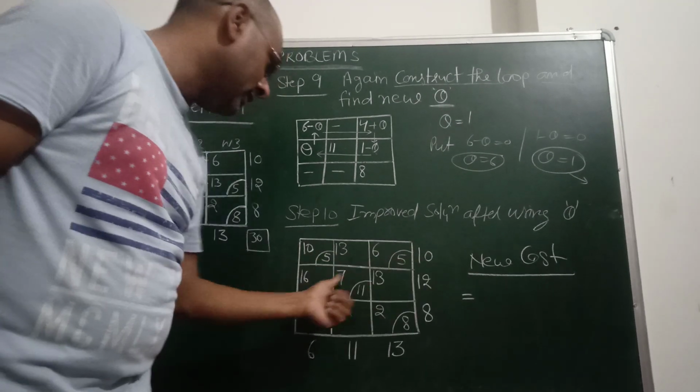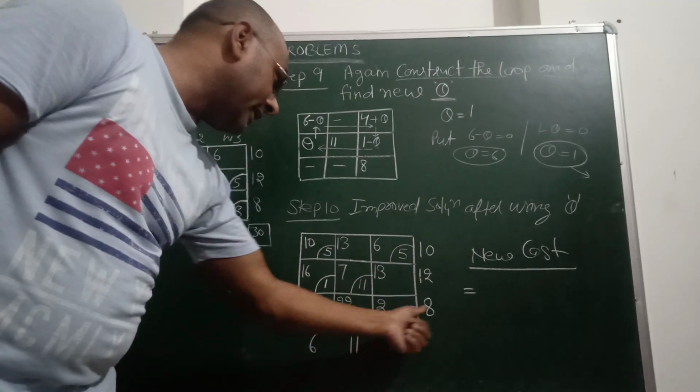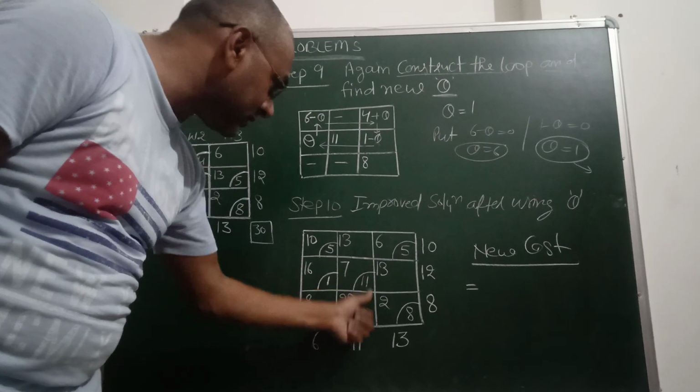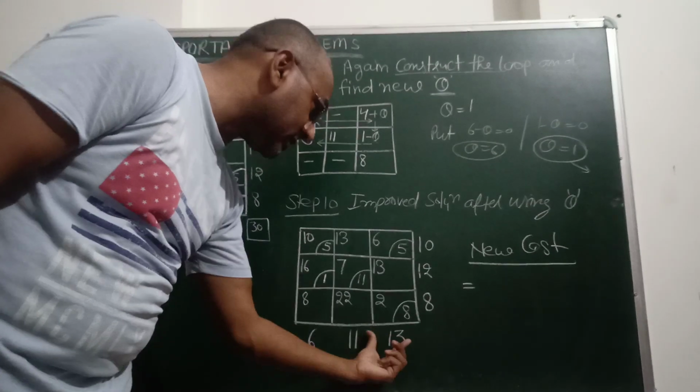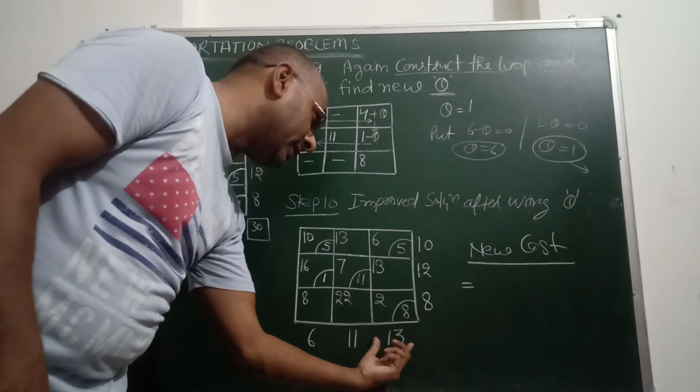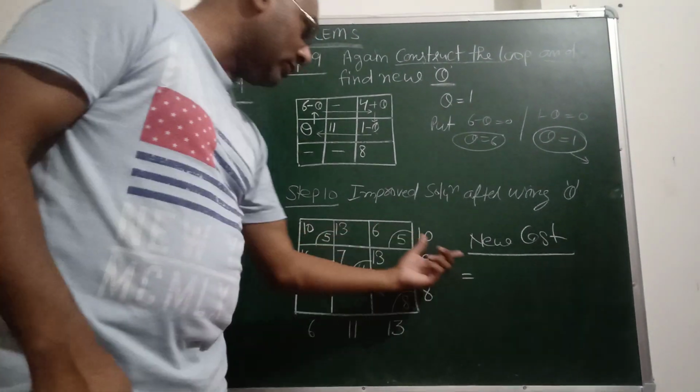5 plus 5 is 10, 1 plus 11 is 12, and 8 again. This is 5 plus 1, 6, this is 11, and this is 13. So again the balancing has been maintained. Okay, so now we have to find the new cost.